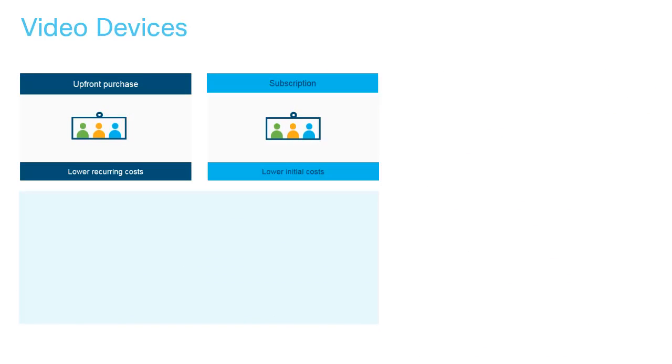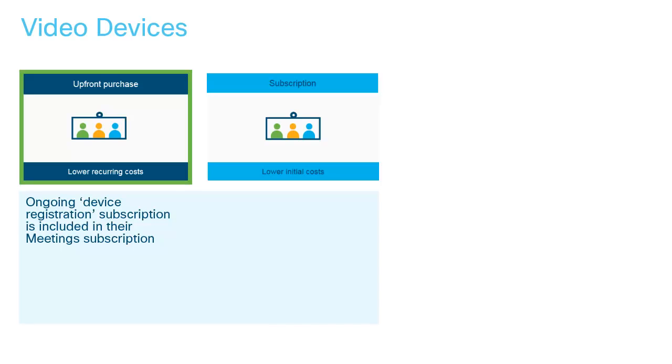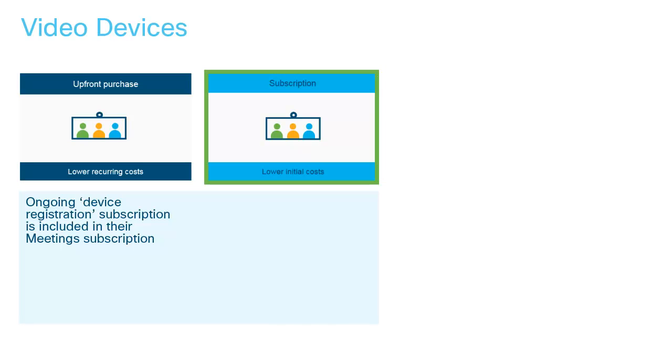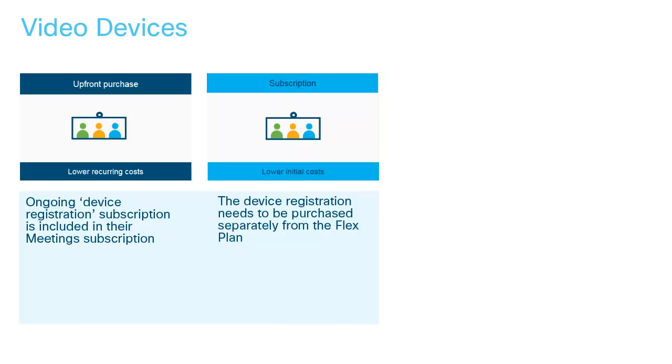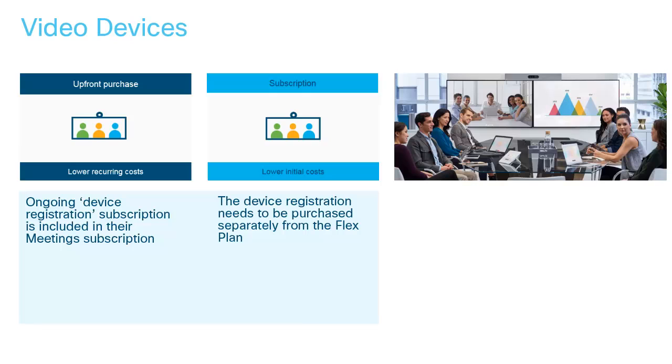Devices can be attached to your Collaboration Flex Plan. There are two models. The customer can buy the device up front, or they can buy the device as a subscription and attach the device as part of the Flex Plan. If they buy the device up front, their ongoing device registration subscription is included in their meeting subscription in the Flex Plan. If they purchase the device via subscription, the device registration needs to be purchased separately from the Flex Plan.